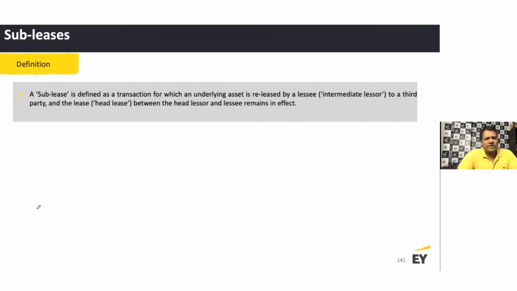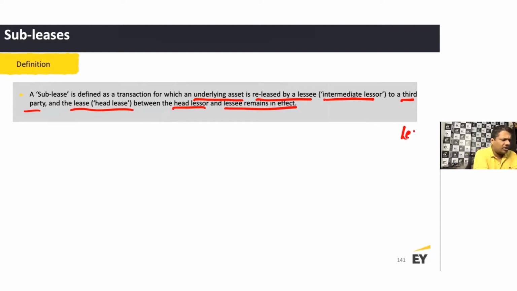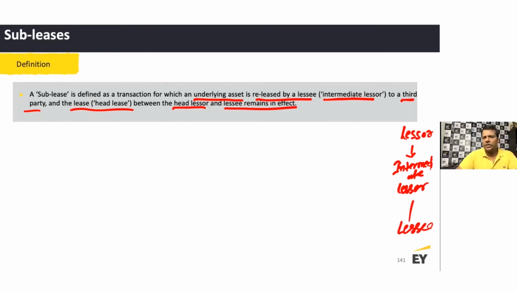So what's the definition of a sublease? A sublease is defined as a transaction for which an underlying asset, so there has to be an underlying asset, is re-leased by a lessee, which is an intermediate lessor, to a third party. There has to be another party, and the lease between the head lessor and the lessee remains in effect. So there is an original lessor, then an intermediate lessor, and then the end user, which is the end lessee. So there are three parties in this arrangement.